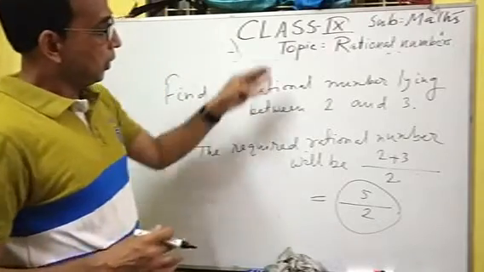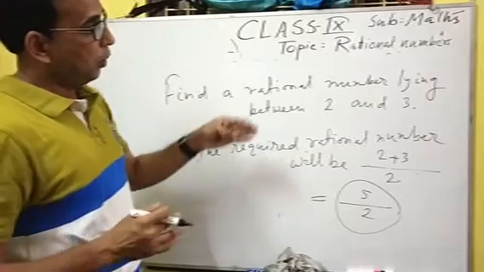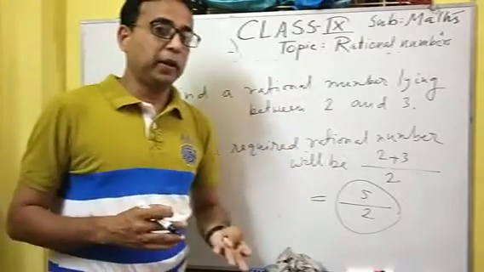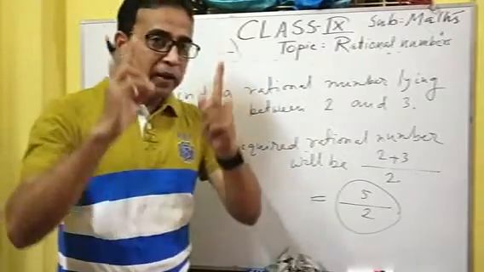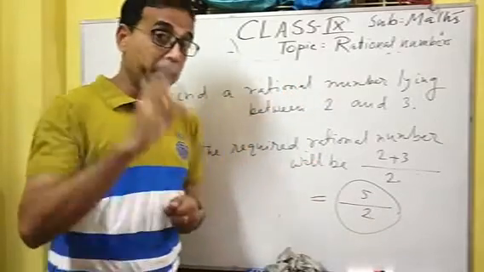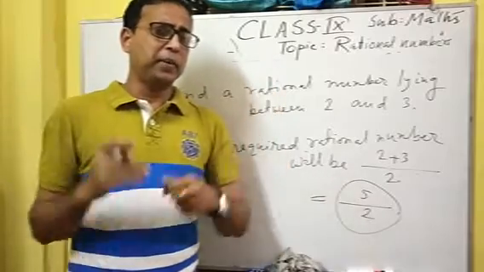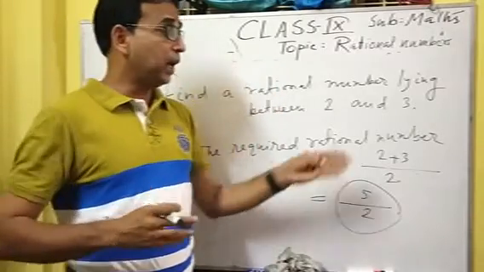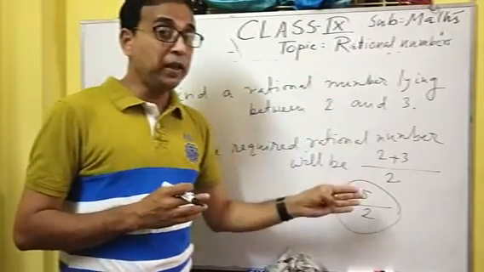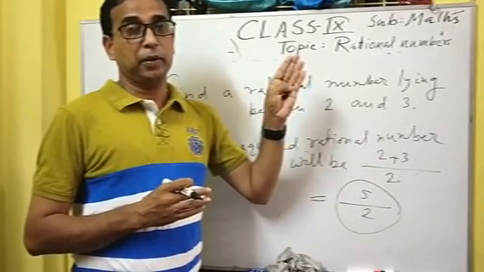In this way we can find just one rational number between two numbers. Remember that between any two rational numbers there are so many rational numbers.